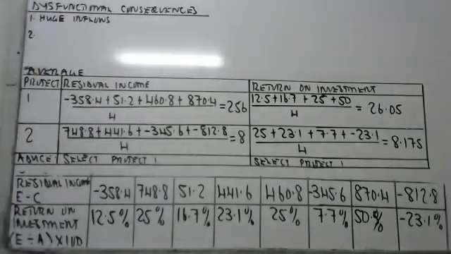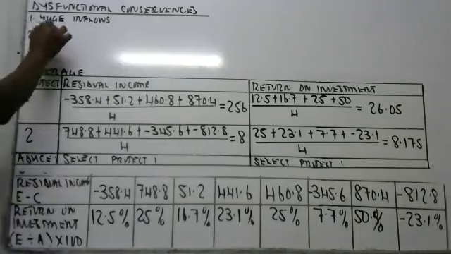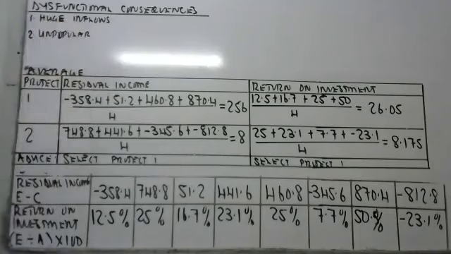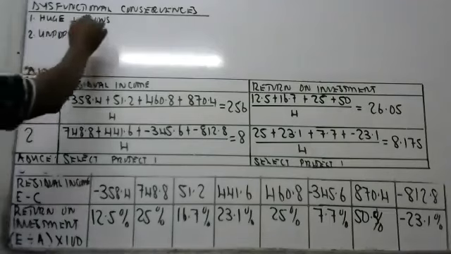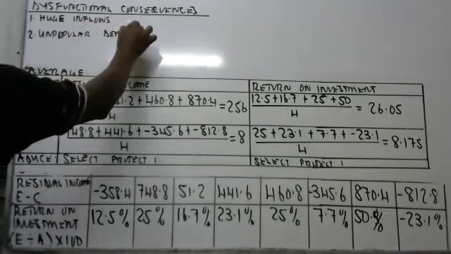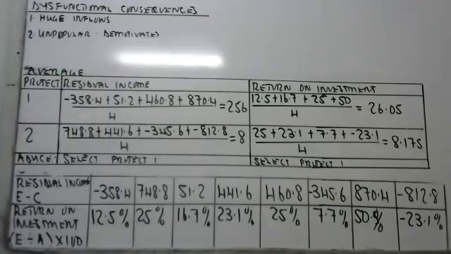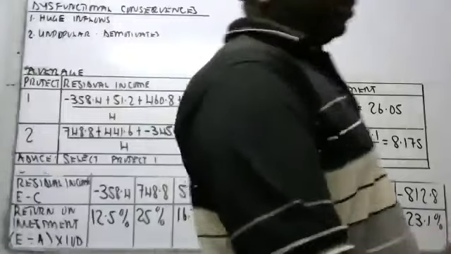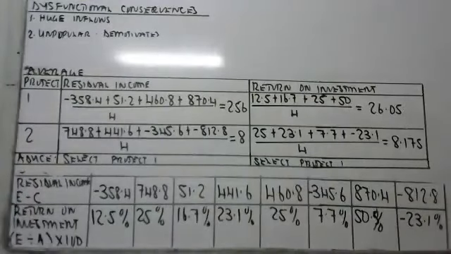Number 2, divisional managers resorting to unpopular labor policies to meet the targets. This demotivates workers and eventually creates customer dissatisfaction.